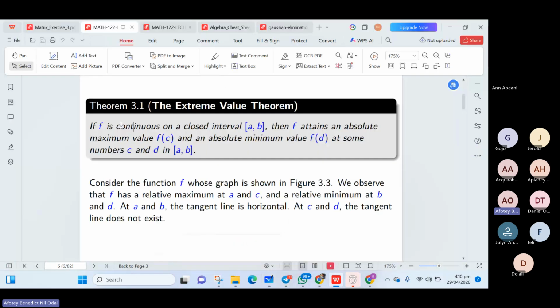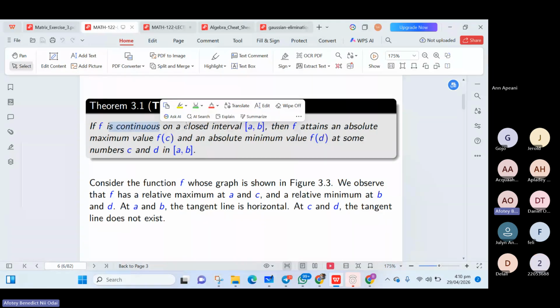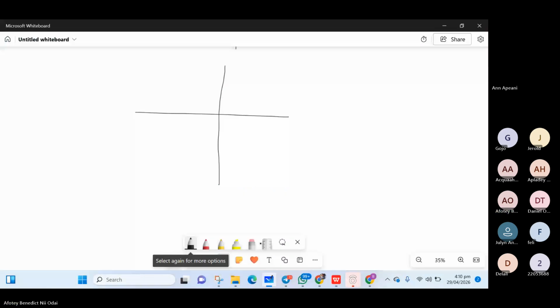Again, we have a graph. Now, the theorem says that f is continuous on a closed interval. So as I was saying, every theorem has a domain on which it is defined, right? So it's continuous and also on a closed interval. So the extreme points a and b are both included. So you have a function that goes this way.